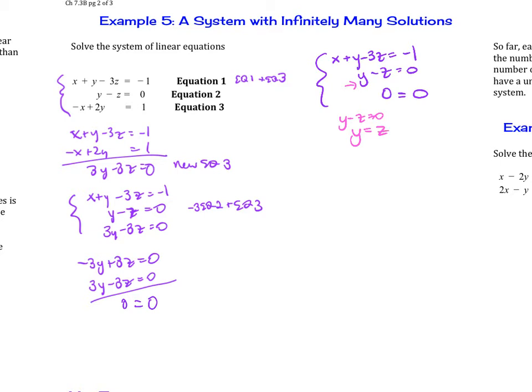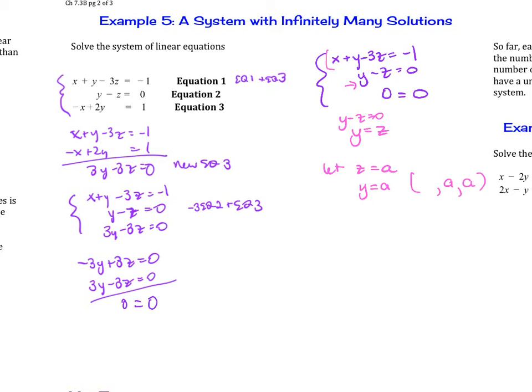So it's another thing that we can do. Let's let z equal a. Then once we let z equal a, we also know that y also equals a. So just thinking of our ordered triplet here, a is z and so is y. Now let's solve for x here.